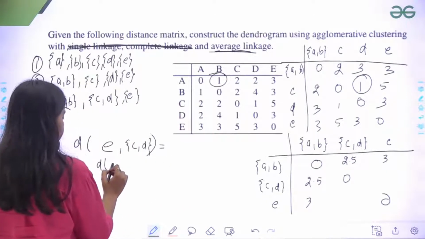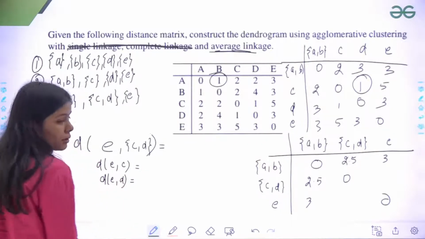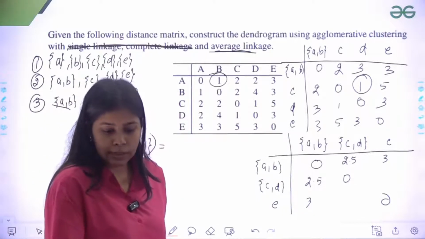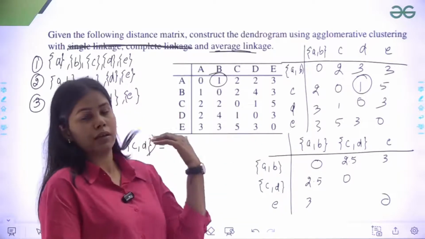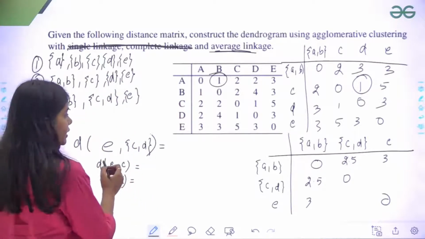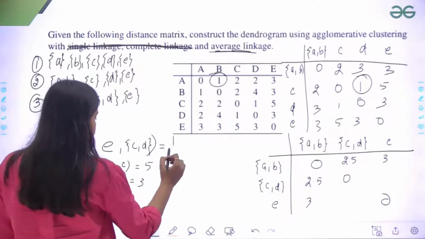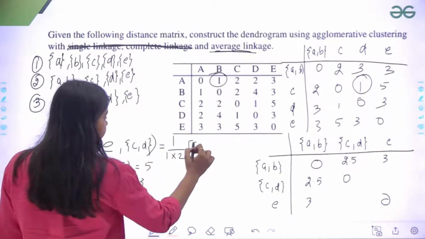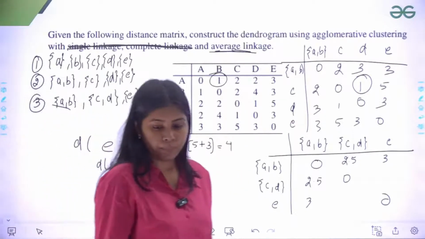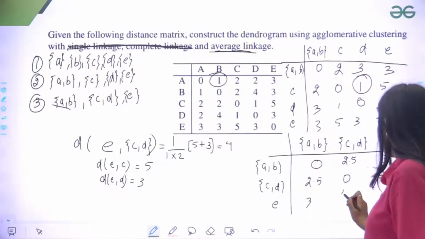So for that, I have to find out distance of E comma C and distance of E comma D. Okay, so Varaprasad told me that it's 2. Shalini is telling me it's 4. Guys, tell me what is correct answer for this distance. Let me solve it. Distance of E comma C, that is 5. Distance of E comma D, that is 3. And here 1 into 2, 5 plus 3, that is 8 by 2. So this distance is 4. Okay. Varaprasad, do you get it that why it is 4? So this distance is 4.